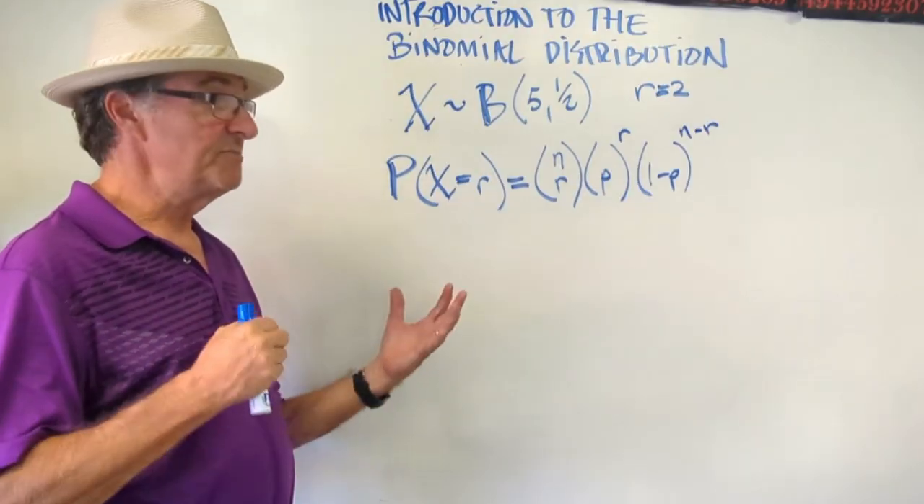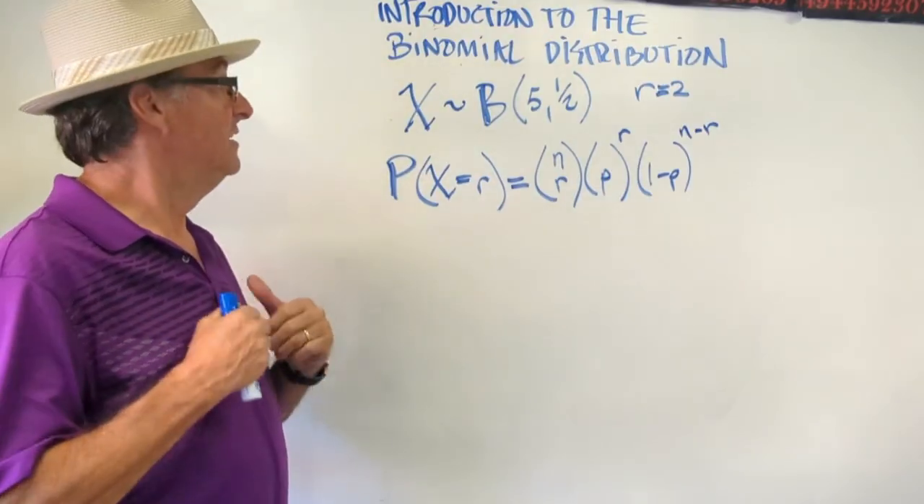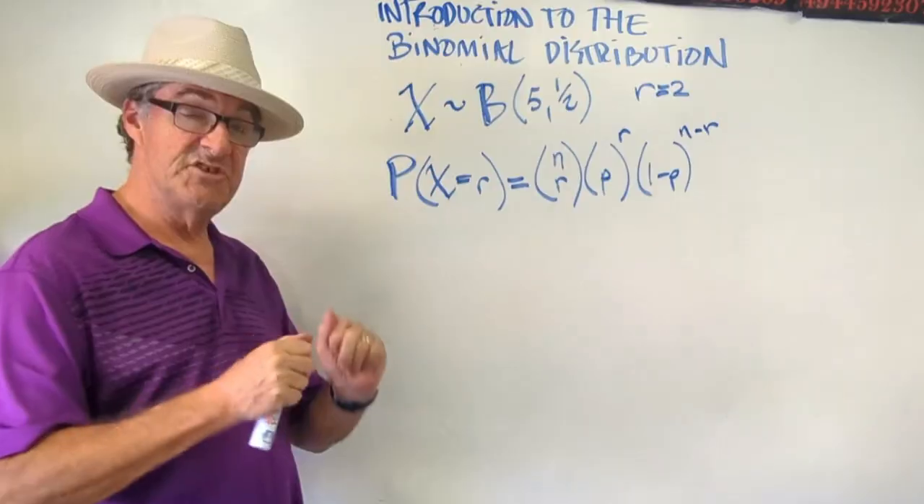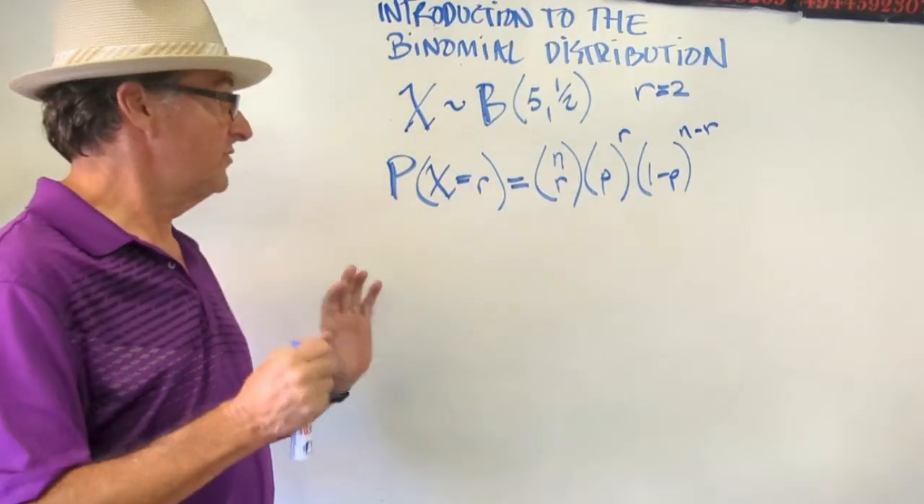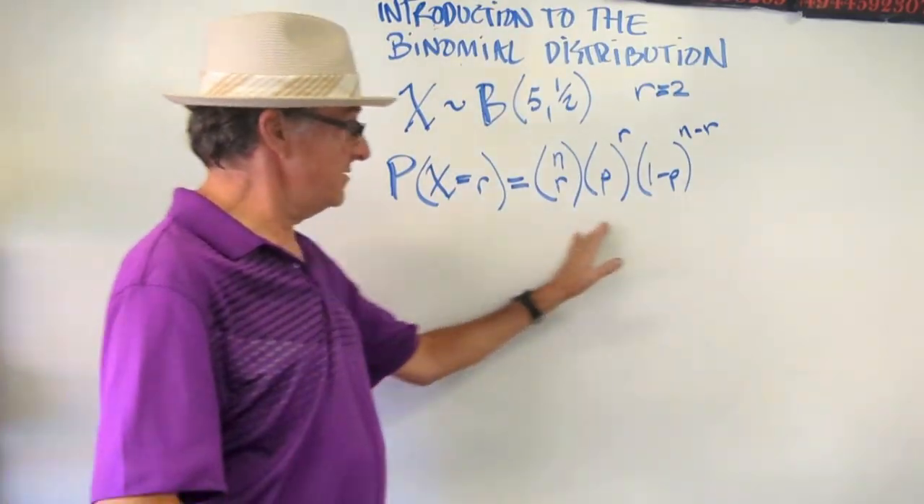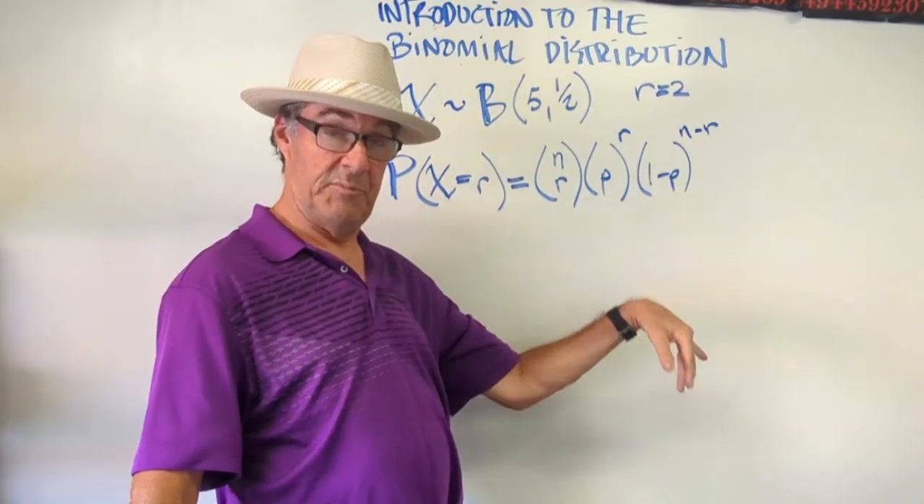Okay, so on this board, we're going to calculate our probability. We're trying to find the probability of getting exactly 2 heads in 5 coin tosses. So check this out. This is the formula that we're going to use. I'm going to explain that, and then we'll do a plug-in step on it.